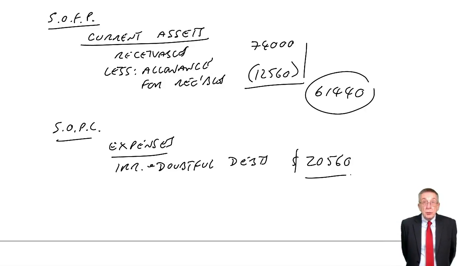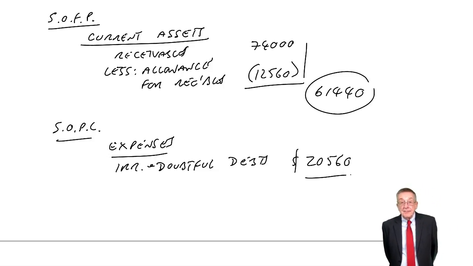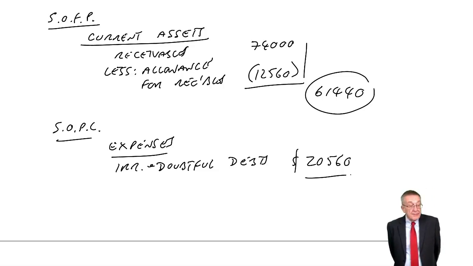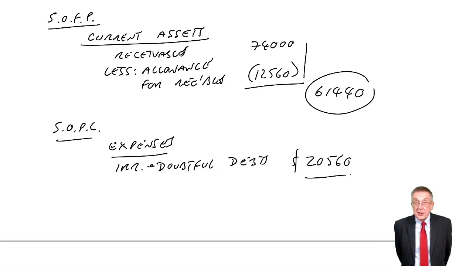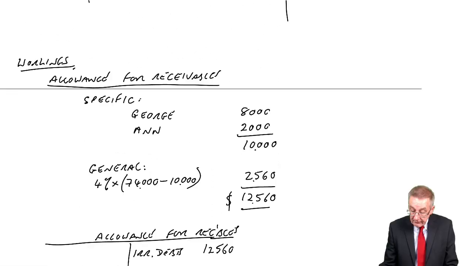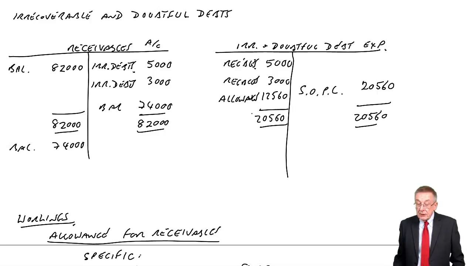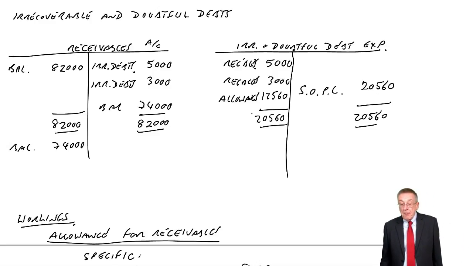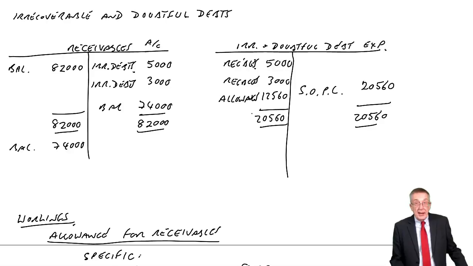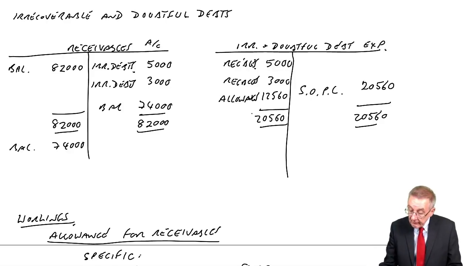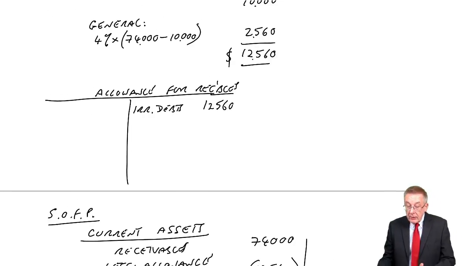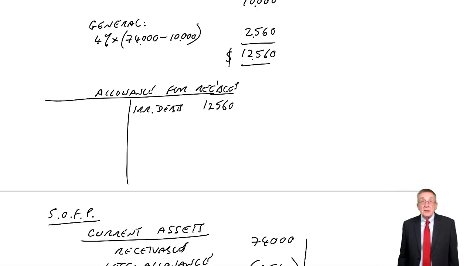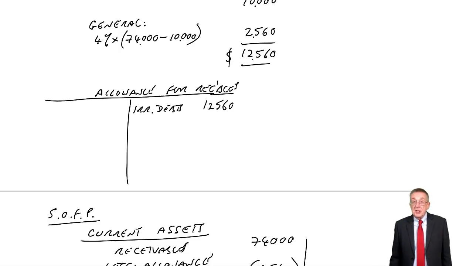However, we are going to need one more lecture, quite importantly, to show you what happens next year. That was Scylla's first year of business. And appreciate at the end of the year, we have a balance on receivables of 74,000. We left it there, it's still there at the beginning of next year. We have a balance on allowance for receivables of 12,560. We leave it there, it's still there at the beginning of next year.